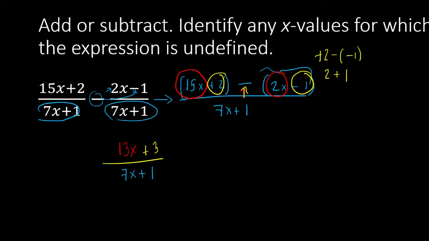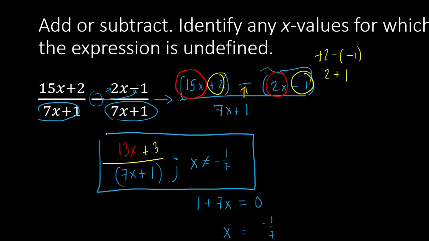Remember, that means I take the denominator, I'm going to set this term, 7x plus 1, equal to 0, and solve for x. x equals negative 1/7. So my final answer is this expression, 13x plus 3 over 7x plus 1, where x cannot be equal to negative 1 over 7 because it would cause the expression to be undefined.